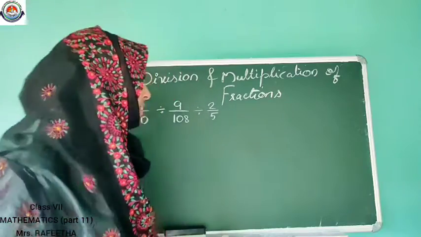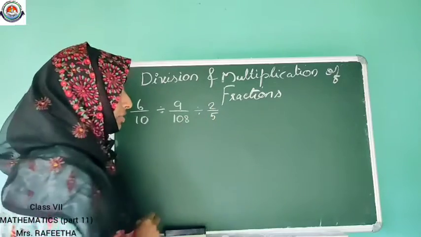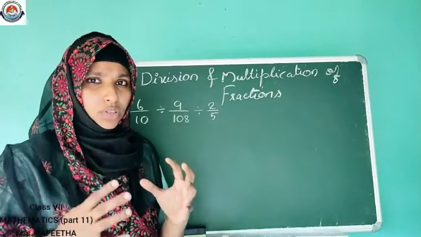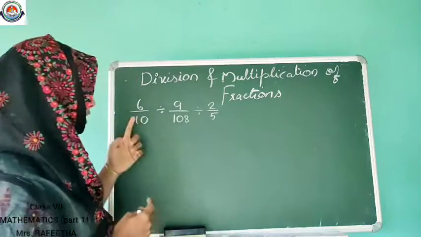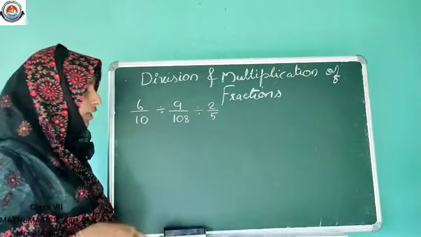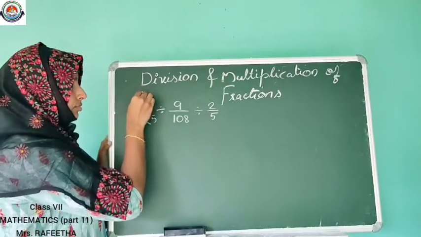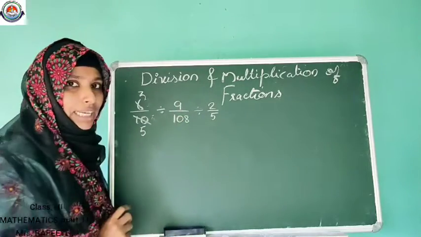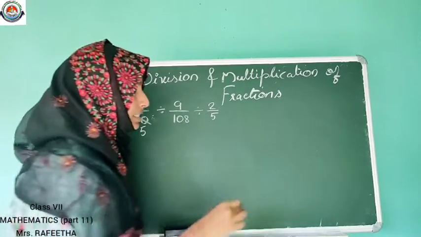Okay, 6 by 10 divided by 9 by 108 divided by 2 by 5. In such cases, what we want to do is that first we want to reduce each fraction to its equivalent fraction, the least form of that fraction. Okay, so here 6 by 10. We know that 6 and 10 are multiples of 2. Okay, so here 6 and 10 we can cut and write it as 3 by 5. Like that 9 by 108, that also we can cut. That is, we know that 108 is a multiple of 9. Just divide it.